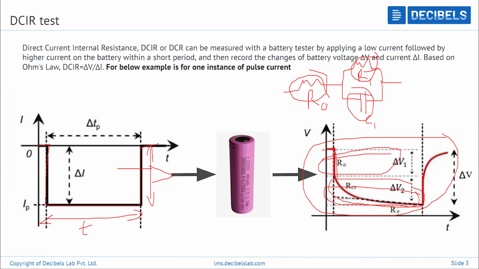With the help of Ohm's law, let's say Ohm's law is nothing but V equals I into R.